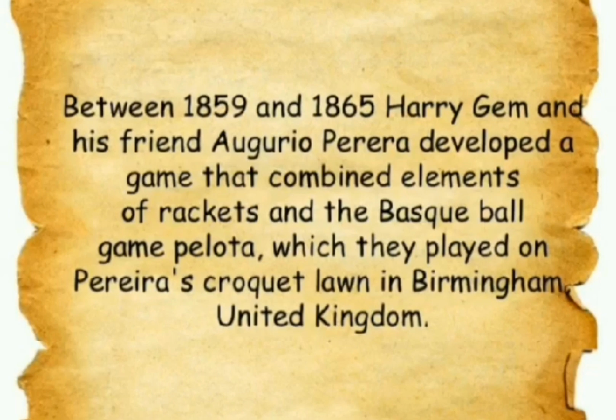Between 1859 and 1865, Harry Gem and his friend Augurio Perera developed a game that combined elements of rackets and the Basque game pelota, which they played on Perera's croquet lawn in Birmingham, United Kingdom.